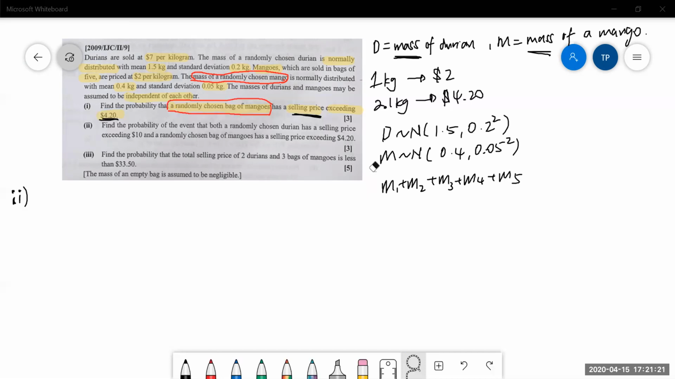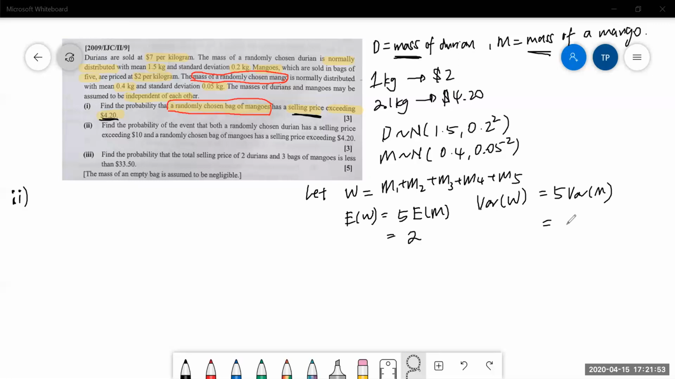So in other words, I want to let W be equal to this. So I want to find the expectation of W. The expectation of W will be 5 times the expectation of M, which is equal to 2. Then I'll find the variance of W, which is equal to 5 variance M. Wait, there's 5 because in one bag, there are 5.